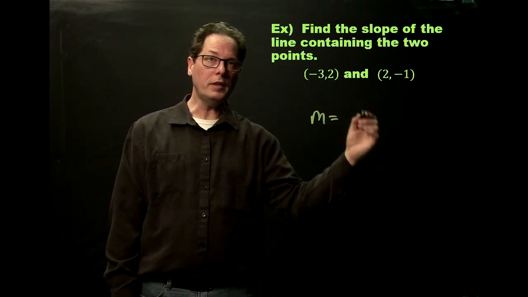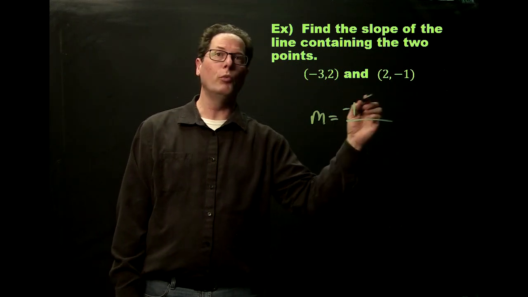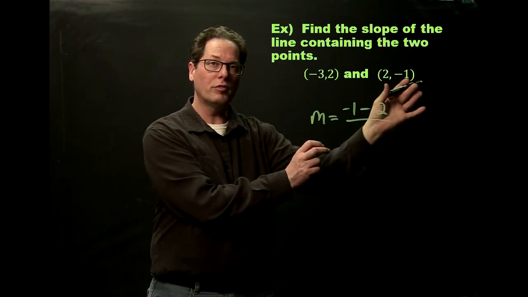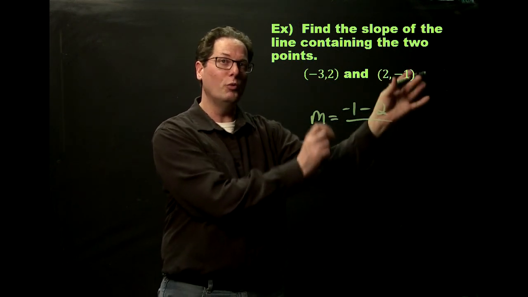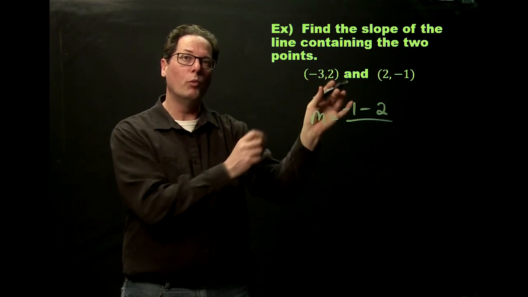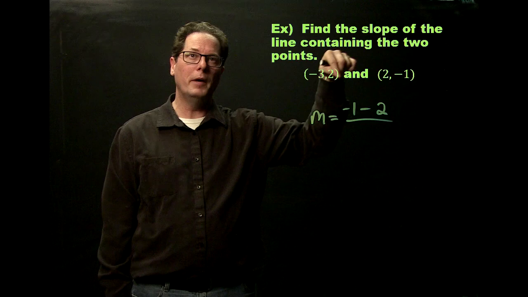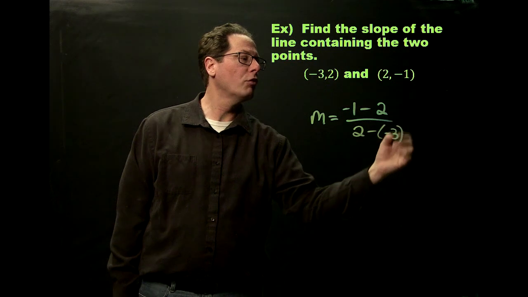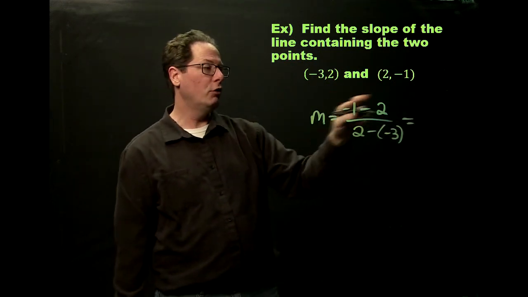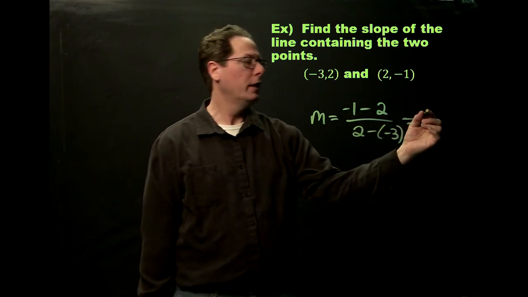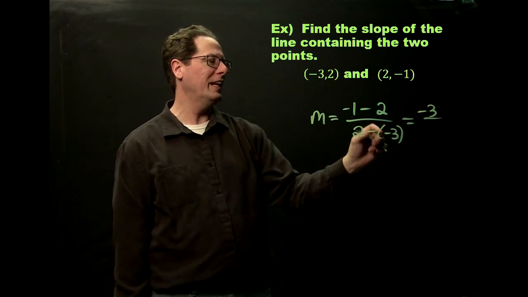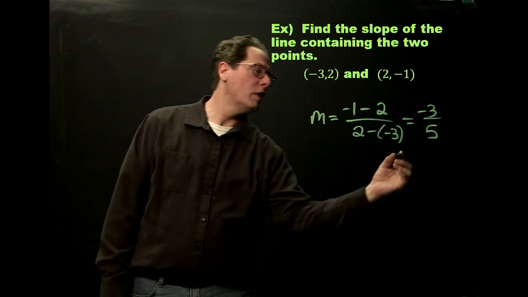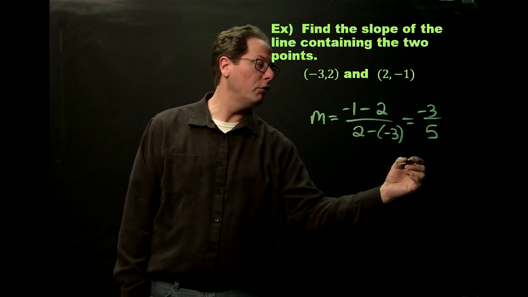Well, the slope of the line is the change in the y-coordinates, -1 minus -2. It doesn't matter which one you call y1 or y2. So let's just use this second point as x2, y2, and this point over here is x1, y1. So the change in y-coordinates, -1 minus -2, and then the change in the x-coordinates, 2 minus -3. Careful with your negative signs. -1 minus -2 gives us a -3. 2 minus a -3, the two negatives make a positive, and so you get a +5. So the slope of this line that goes through these 2 points is -3/5.